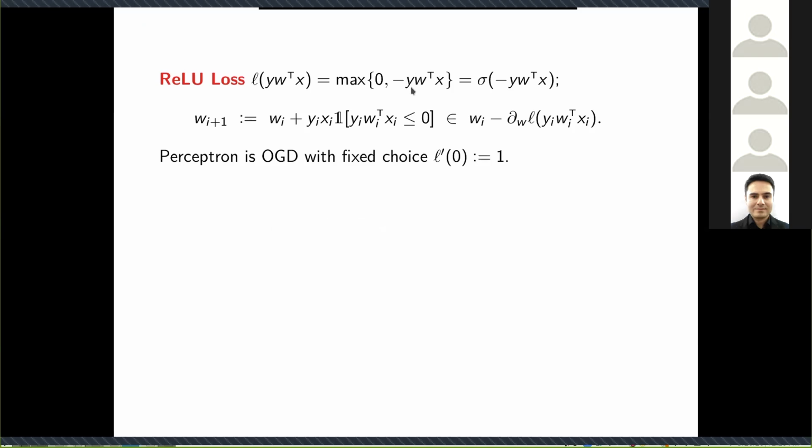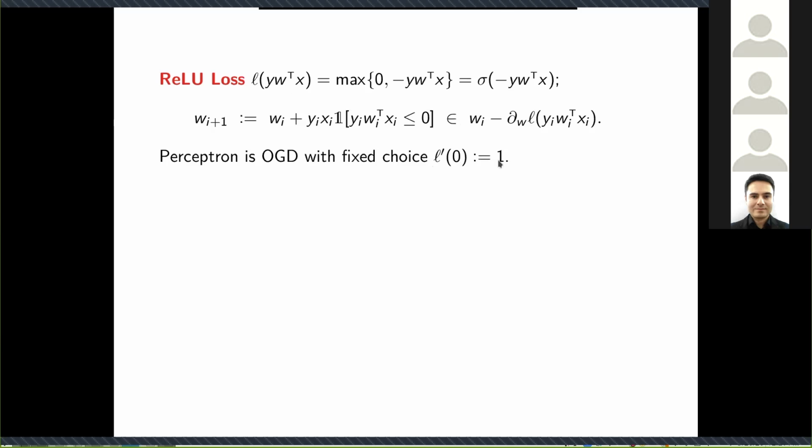And indeed, if you just write down SGD on the ReLU loss, here's the abstract form, we get exactly the perceptron method. The perceptron method is exactly choosing some subgradient in this usual SGD method. Now, what's interesting to me is that perceptron forces you to choose the one subgradient at 0.